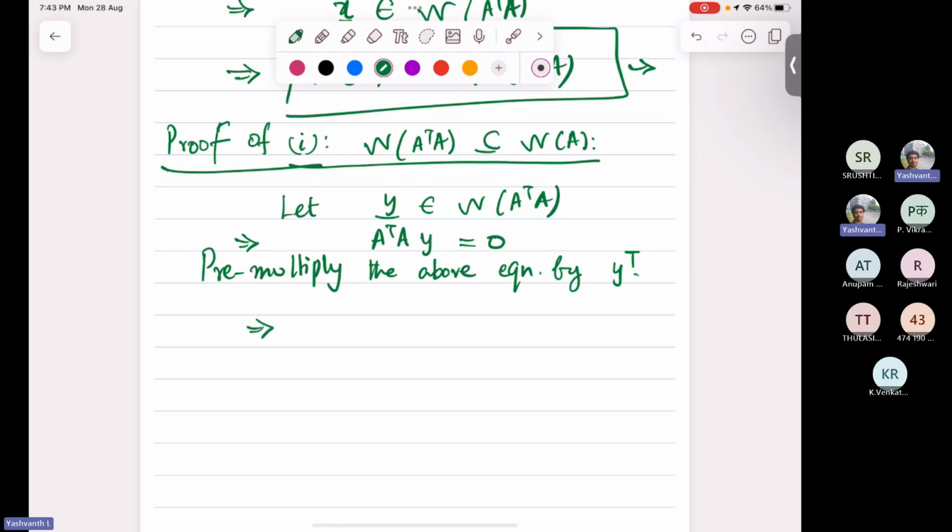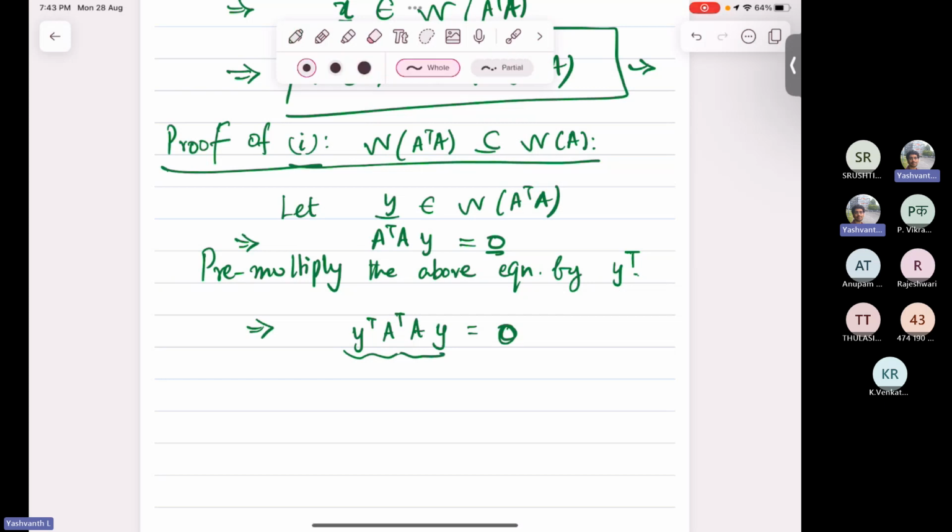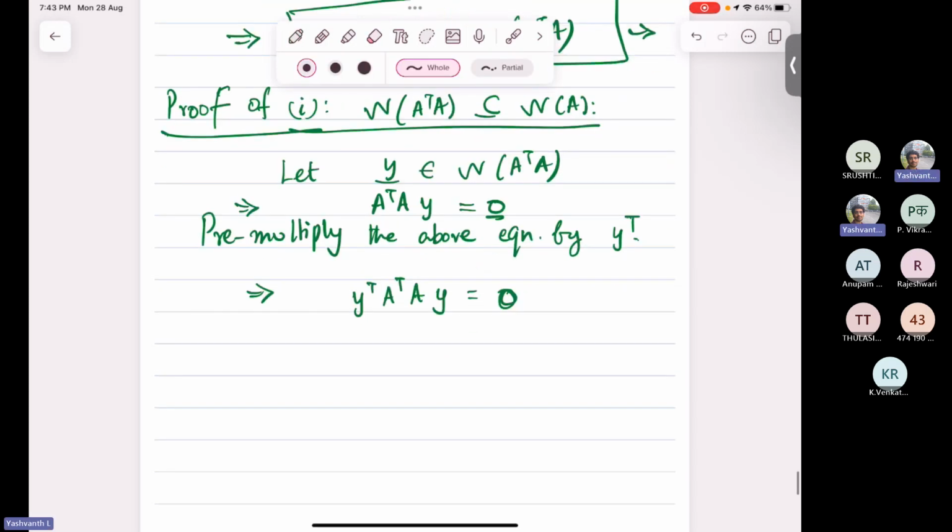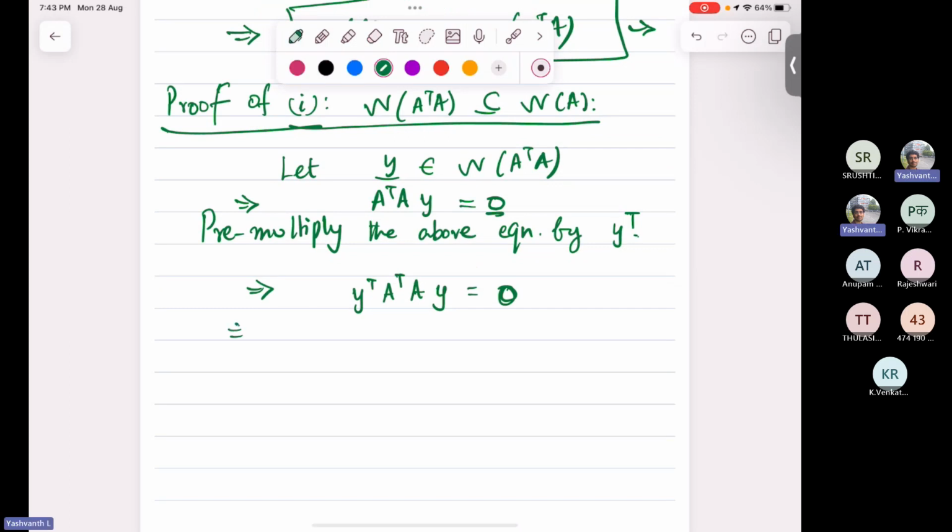So what does it become? Y transpose A transpose A Y is 0. This is a 0 vector on the right before, and now this is a 0 scalar because it's a scalar number. You can show that. Okay. Now what is this? This is the same as (AY) transpose AY equal to 0. Now can anyone tell me what is the next step?